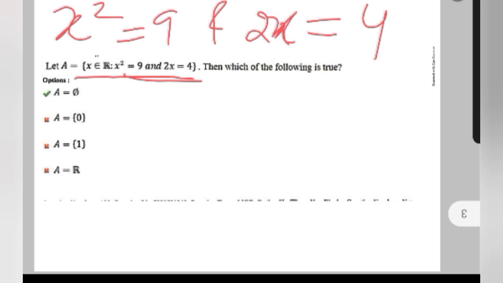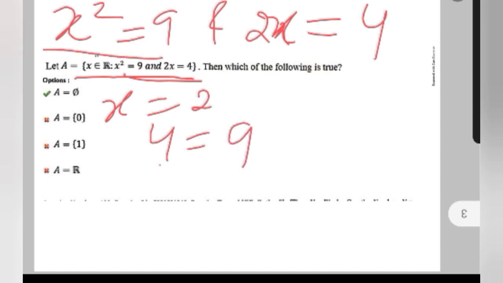Suppose I substitute x equal to 1, what will I get? 1 equal to 9, which is not equal. So x can't be equal to 1, so 1 is not included. Next, if I substitute x equal to 2, I will get 4 equal to 9, since x square equal to 9 is there. So this is also not equal, and again 2 is not included.